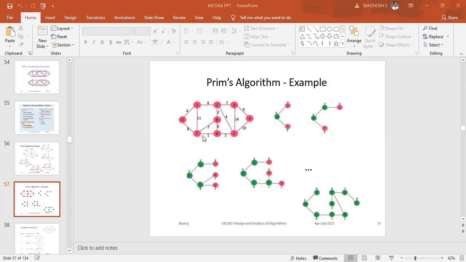And which one is minimum? 7 to 6 as 1 is minimum. So path is taken as 6. You have not taken this 7 part. 7 to 6 as 1 is been considered in the next coming diagram.